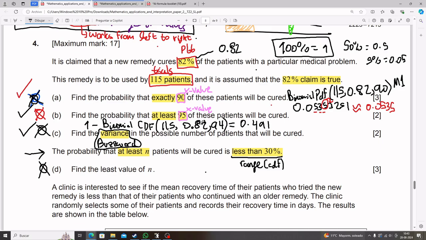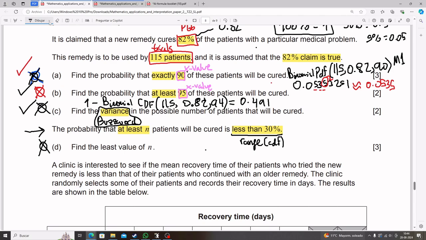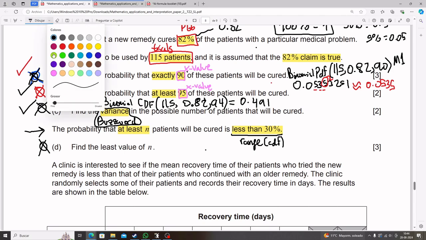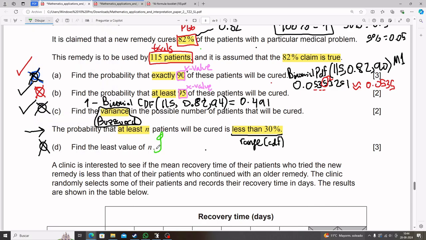For these exercises, what I suggest, and I've seen this in mark schemes before, so you can trust me on this, you will probably be guessing and checking. Seriously, I'm not even kidding. If you do a little bit of guessing and checking, you will get the least value of n in this context. So, again, right here, you found the probability that at least 95 will be cured, which ended up being a little less than 50%, right?